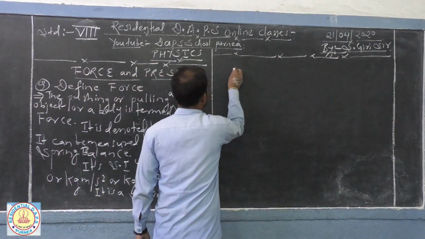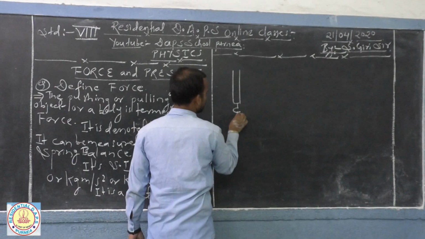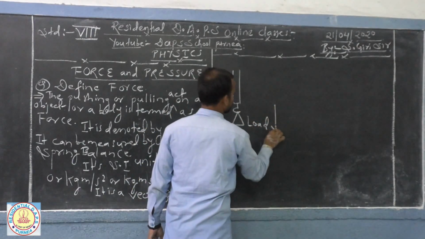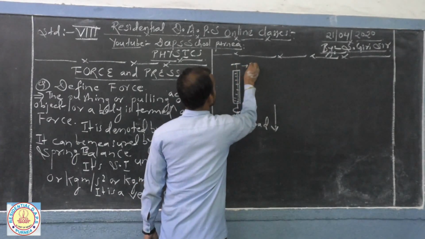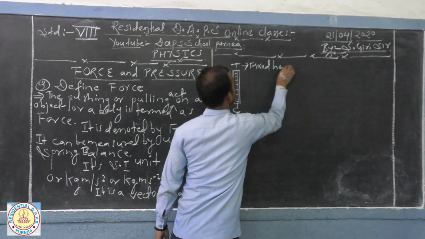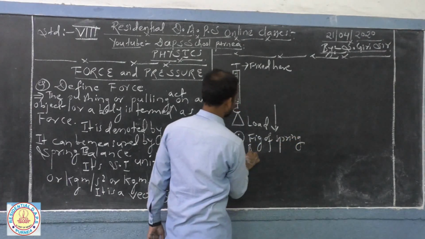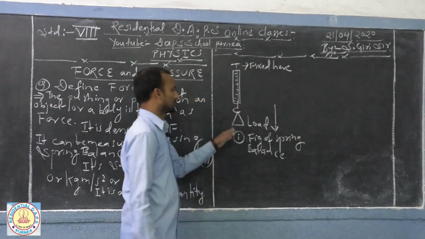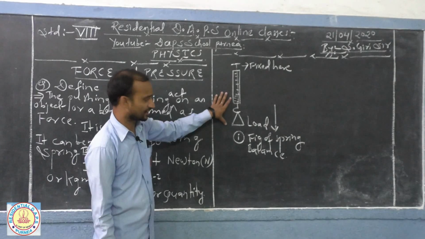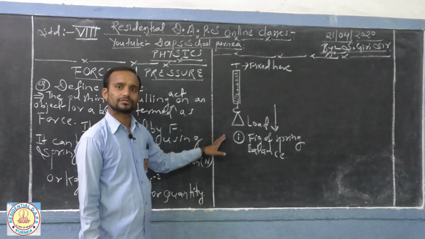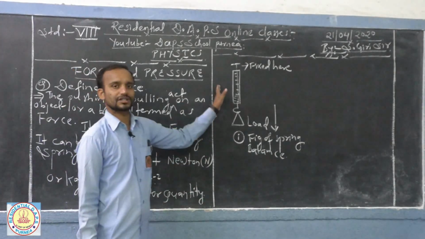Now let me draw the picture of the spring balance. You might have seen this kind of device having a hook, where exactly the load is hung, and here you can see the readings, and it is fixed here. It is a figure of a spring balance. This device is known as the spring balance. You might have seen it used to measure weight, to measure the force, meaning what quantity of force has been applied on that body. You need to measure by using the spring balance, not by the beam balance.